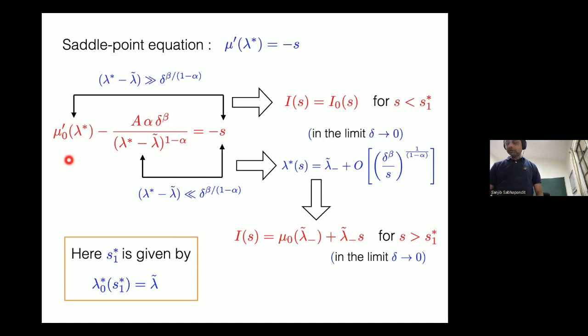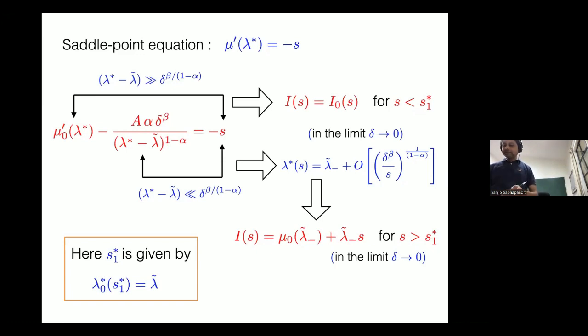So basically this is the saddle point equation you are going to solve. Here is lambda tilde, which I just wrote as lambda minus tilde. What happens is that if the saddle point is far away from this lambda minus tilde, then you can neglect this term, because you are going to take the delta going to 0 limit. If this is large, you can neglect it. So you equate this to this, and this is the saddle point equation for the delta equal to 0 case. In this case your I of s is just I0 of s.